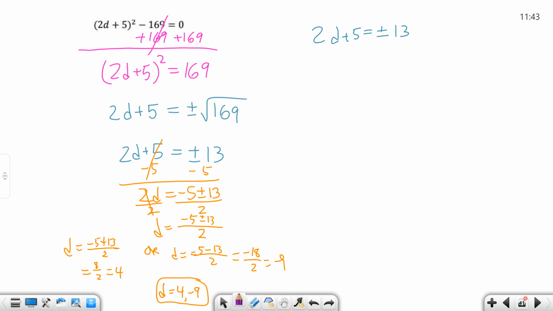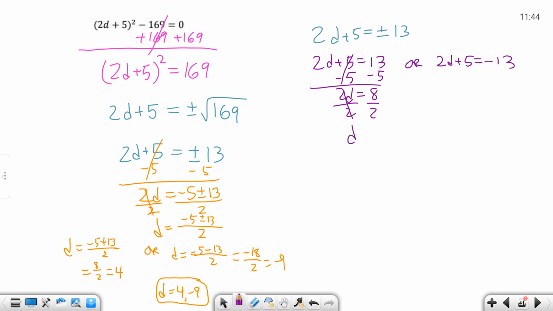Over here in purple, you could have said, wait a minute, I don't want to do this where I have this business right here because that confuses me. So I wanted to say 2d plus 5 equals 13, or 2d plus 5 equals what? Negative 13. Okay? So then you just solve each one of them. And some of you don't mind doing the extra steps on this side because it's less confusing. So still get d equals 4 here, and then I got to do the same steps again. I just get different numbers along the way, different values. So I still get 4 and negative 9.